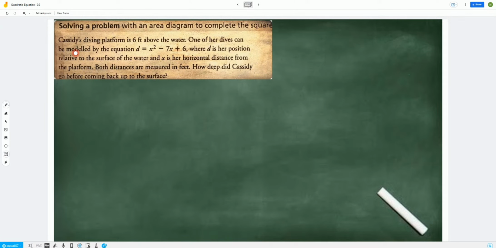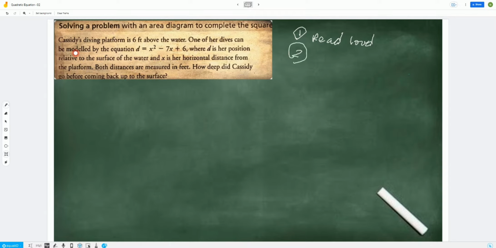Okay, this question is a word problem. Do remember, for a word problem we have a couple of steps to follow. First, read aloud. So let's read the whole question. Cassidy's diving platform is 6 feet above the water. One of her dives can be modeled by the equation d equals x squared minus 7x plus 6, where d is her position relative to the surface of the water, and x is her horizontal distance from the platform. Both distances are measured in feet. How deep did Cassidy go before coming back up to the surface?